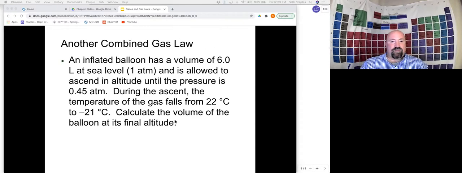Here's just another question. Go ahead, and I'm not going to say anything else. Use the combined gas law. Try to solve this problem. Hopefully you came up with 11 liters.